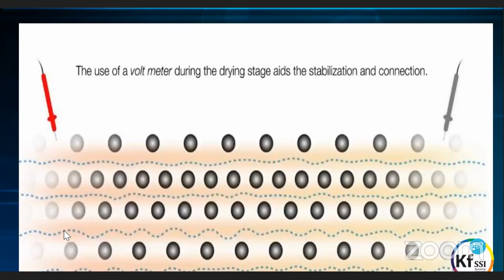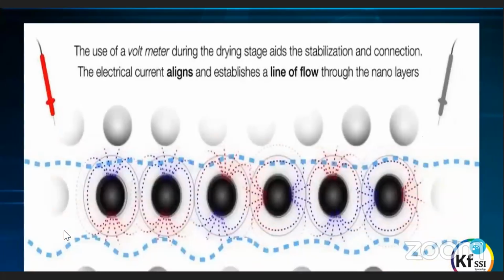So here's just a nice illustration, a clip from the video, of the importance of stabilizing and realigning your nano layers that are forming. Because what we're wanting to do is align and establish a line of flow through the nanolayers. And we do this with the 2 electrodes, so we can dictate the flow through our nanolayers that we are wanting.